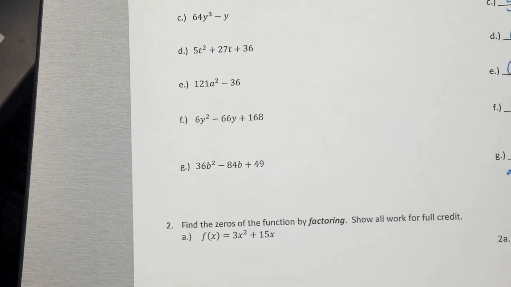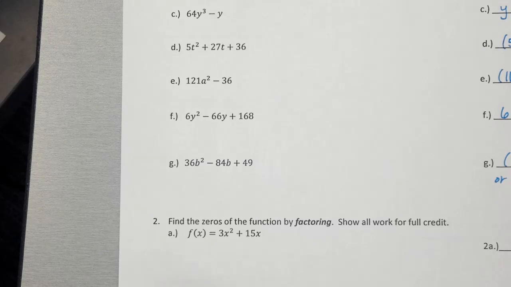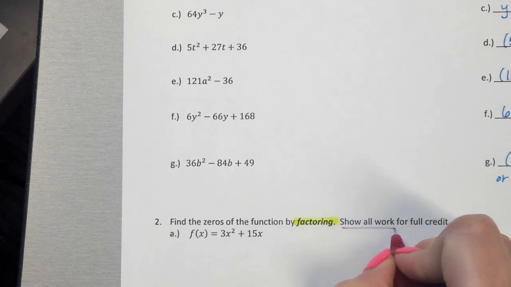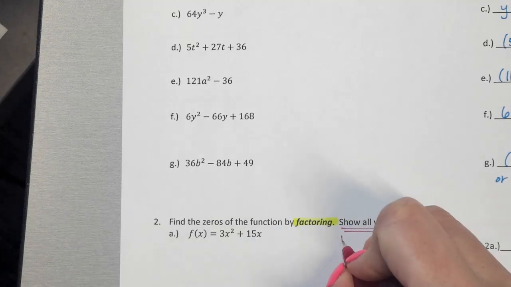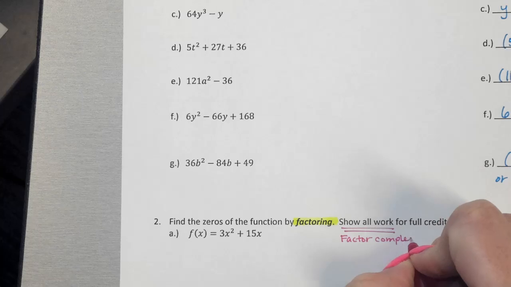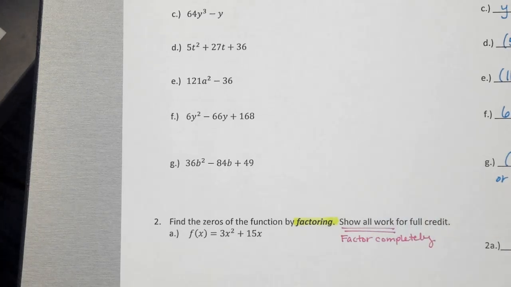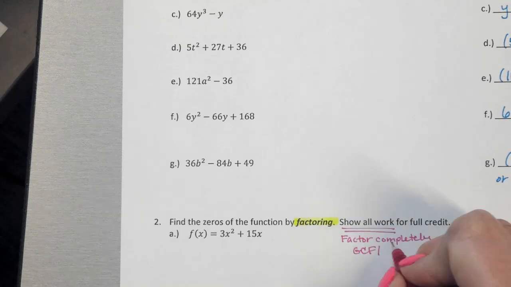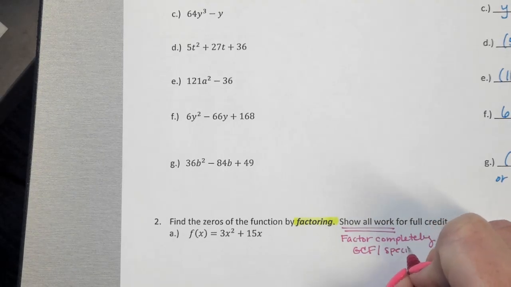Now, for number 2, it says to find the zeros by factoring. If you are finding the zeros by factoring, you do have to show in your work that you factored completely. And that just means if you have a GCF, that has to come out. So the main 2 things you got to look for are the GCF and the special patterns.